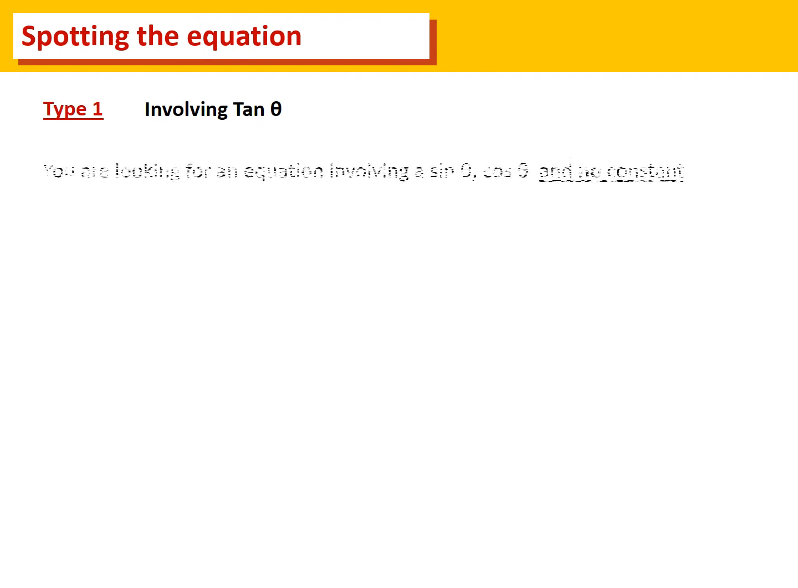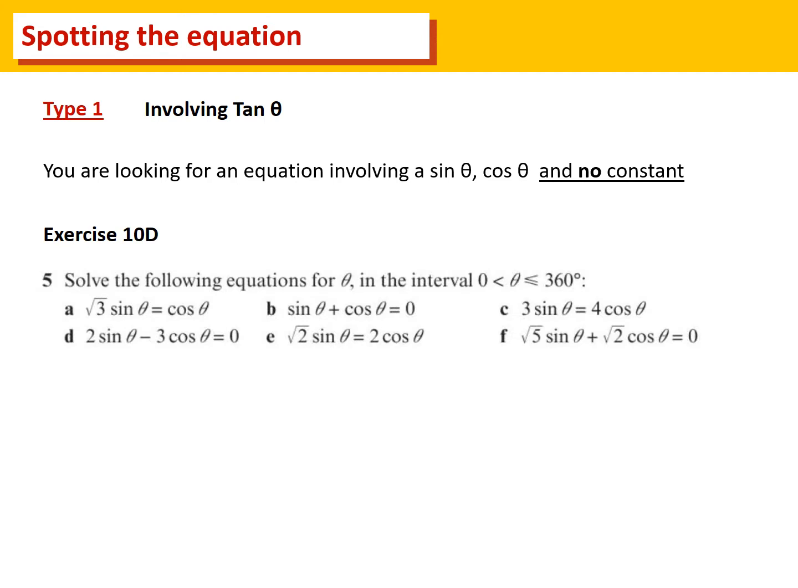So here we go. You're looking for an equation which involves sine theta, cos theta, and no constant. Let me explain what I mean. Here's a set of equations from the exercise, and each of them has a sine theta and a cos theta, but no constant. The root 3's, the 3, the 4, the root 2, etc., are coefficients, they're not constants. So there isn't a separate constant in any of those 6 equations.